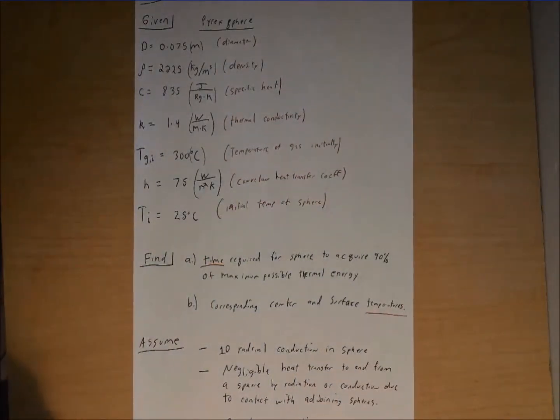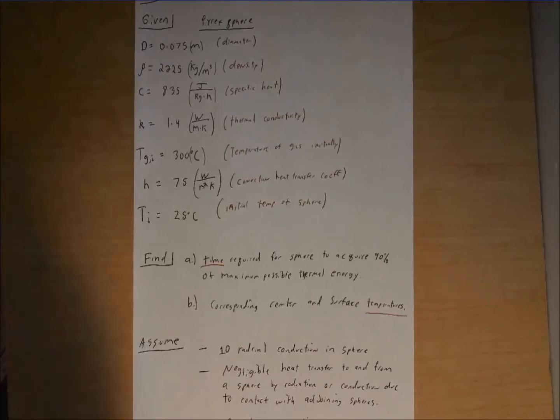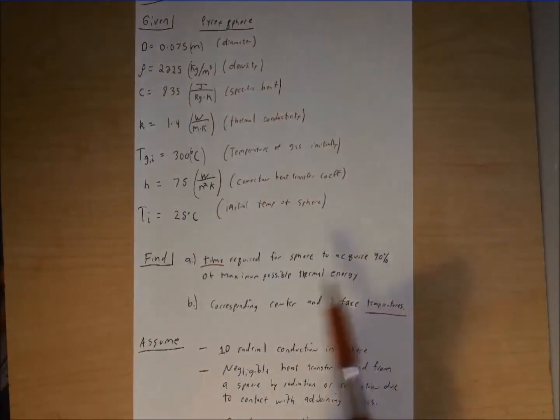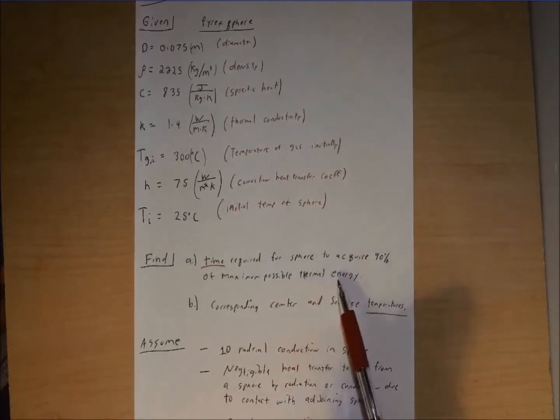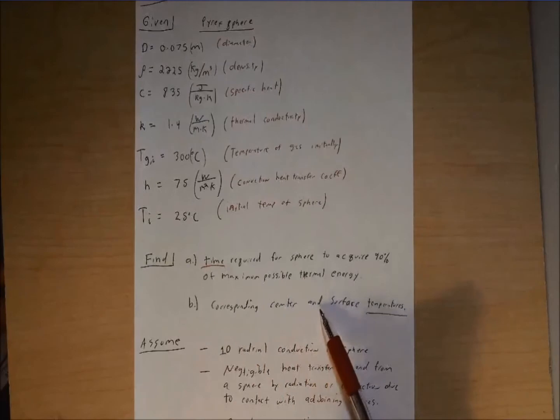Now that we have all the given information presented to us clearly with the right units and the right variable names, the next thing we want to do is figure out what they're asking us to solve for in the problem. So in part A, they're asking for the time required for a sphere to acquire 90% of the maximum possible thermal energy. Part B, they want us to find the corresponding center and surface temperatures.